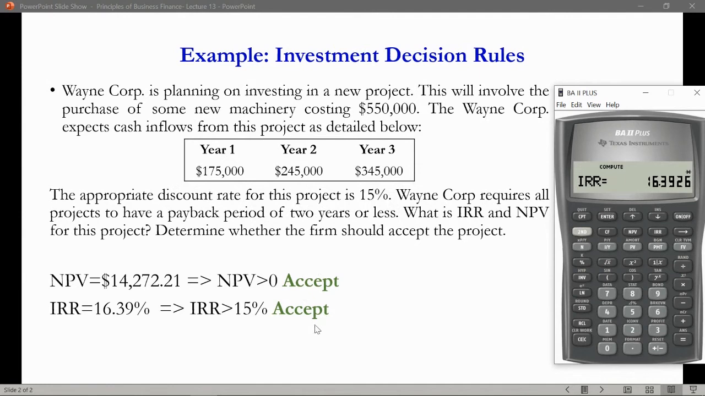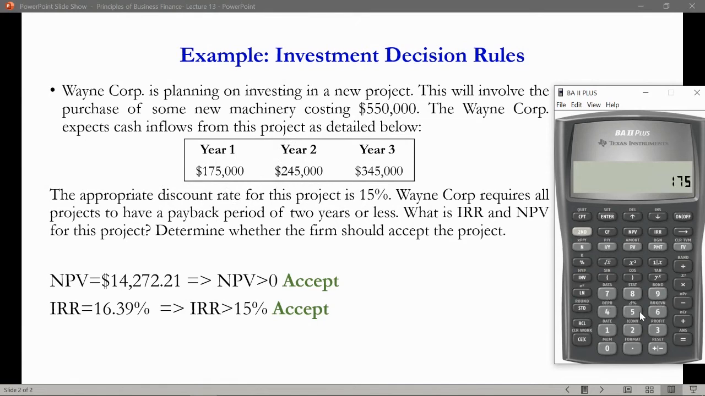Now let's see what our decision is based on the payback rule. For the payback rule, the question says that Wayne Corporation requires all projects to have a payback period of 2 years or less. So what I'm going to do is first see whether my year one cash flow, my CF1, is higher or lower than our initial investment. Since it's lower, I'm going to add year one plus year two.